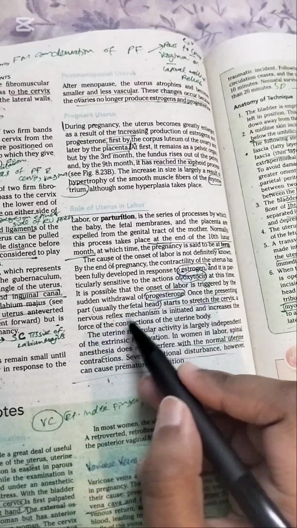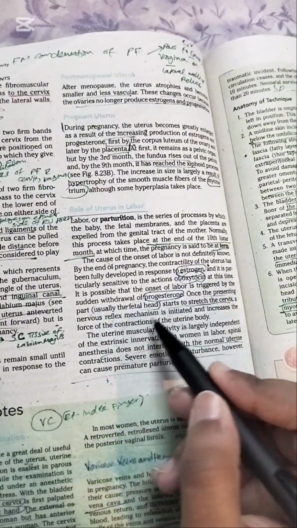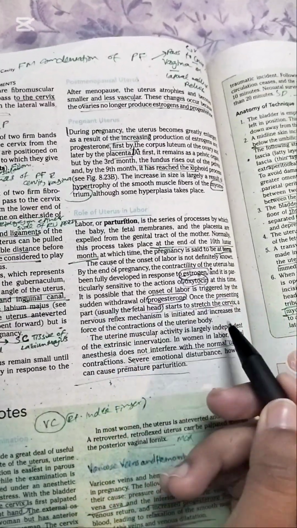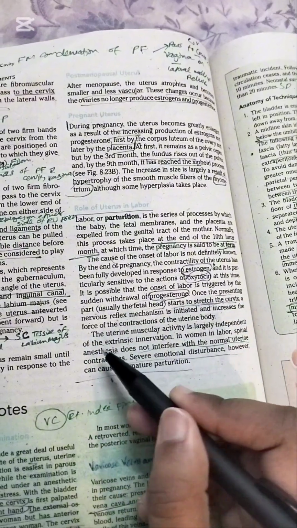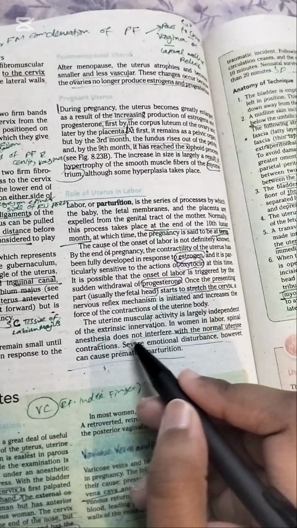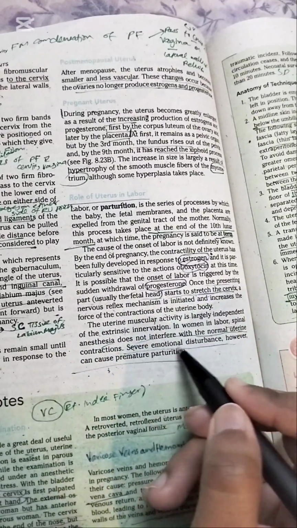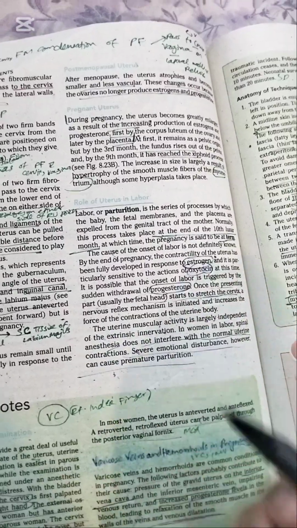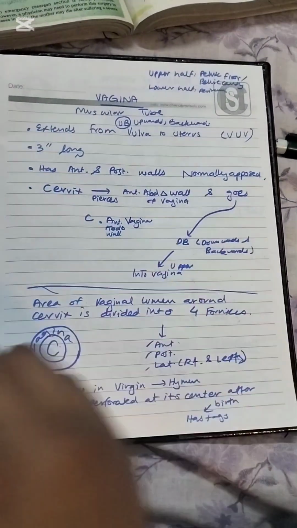Once the presenting part, which is usually the fetal head, starts to stretch the cervix, a nervous reflex mechanism is initiated and increases the force of contractions of the uterine body. Uterine muscular activity is largely independent of the extrinsic innervation. In women in labor, spinal anesthesia does not interfere with the normal uterine contractions. Severe emotional disturbances, however, can cause premature parturition. Now let's talk about the vagina.